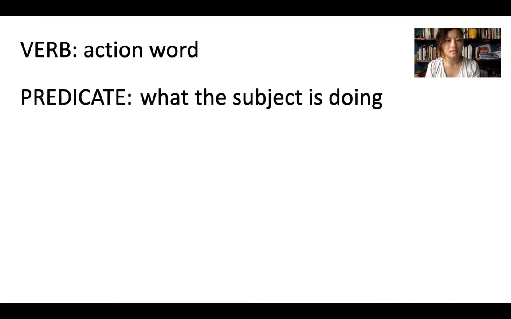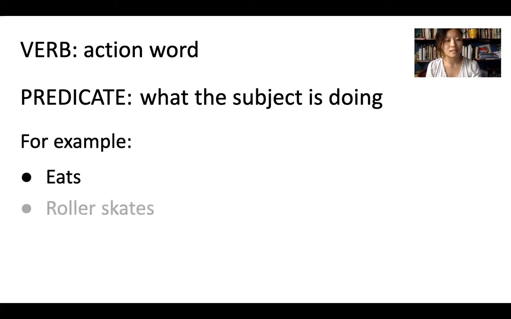Next, let's think of some verbs or action words. The verb will start the predicate of your sentence. The predicate is what the subject is doing. For example, eats, roller skates, plays, swings. These are all examples of verbs or action words.